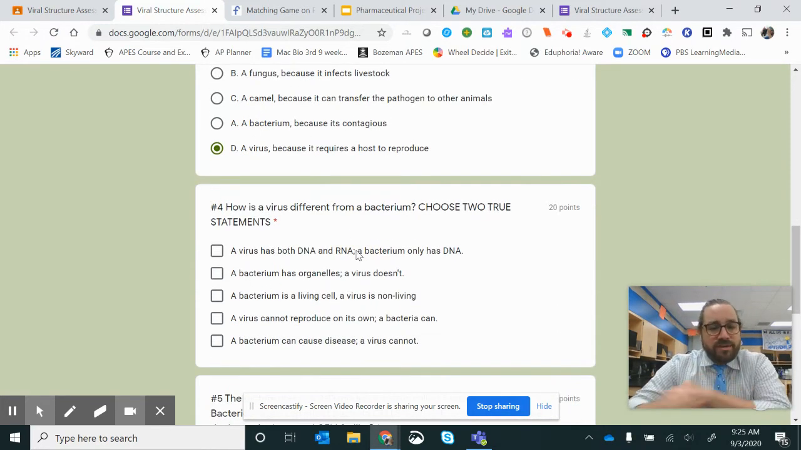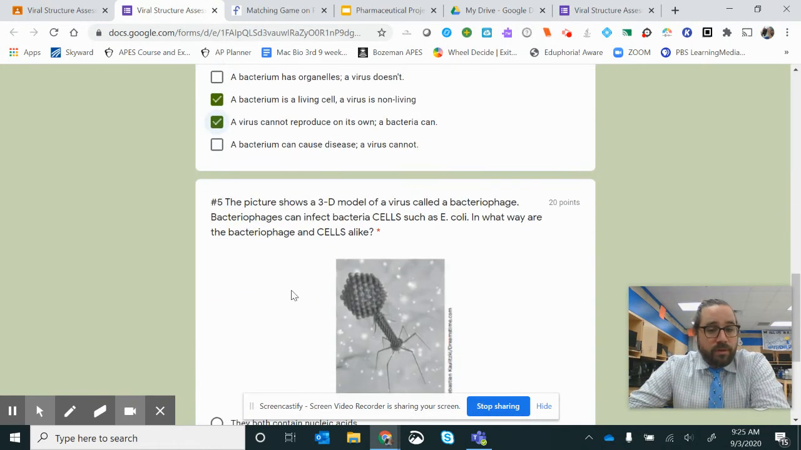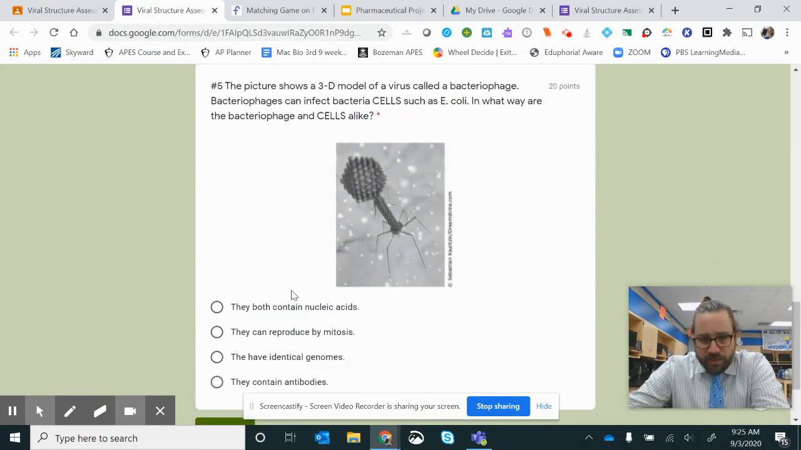So, how is a virus different from a bacterium? A bacterium is a living cell, viruses aren't, and a virus cannot reproduce on its own, but bacteria can. Some of us got one and not the other. Most of us got both, but not everyone did. That was also kind of a make or break.